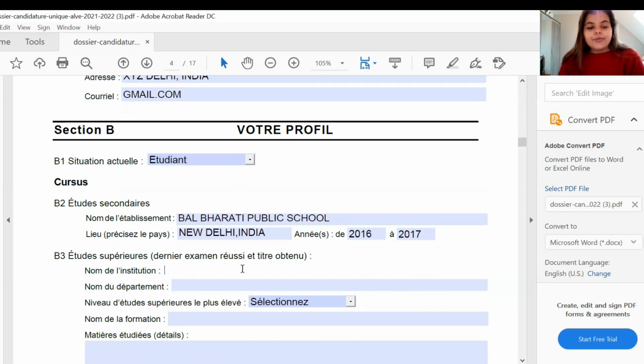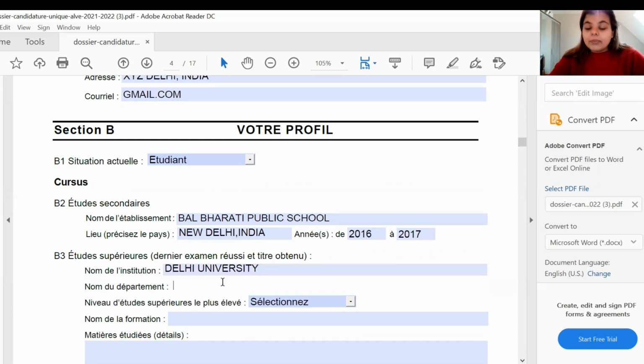If you have studied graduation, the last thing that you did was your graduation, you write that. If you did your masters, you write that. If you have done your doctorate, you write that. I have done my graduation, so I'm going to write about the graduation. So first, from Delhi University, you write Delhi University.